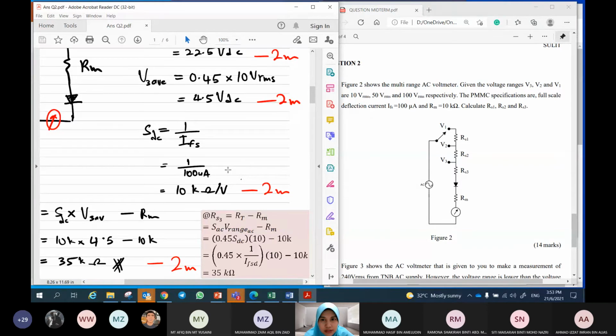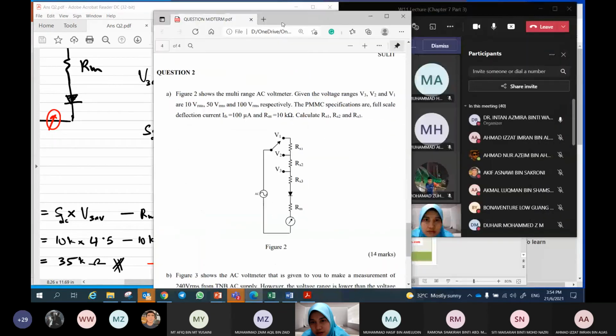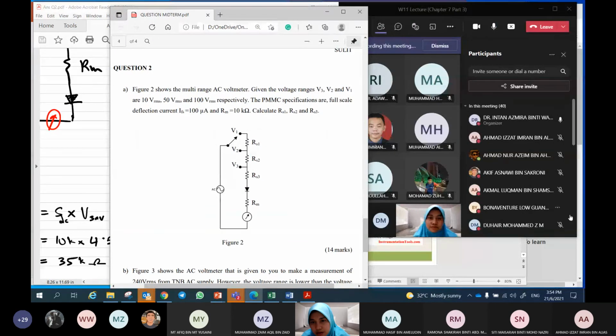What are the resistors involved in this circuit when we tap the selector at V2? When we tap the selector at V3, we have only two resistors, which are RS3 and RM. Now we tap the selector at V2. What are the resistors involved in the circuit? Please answer.